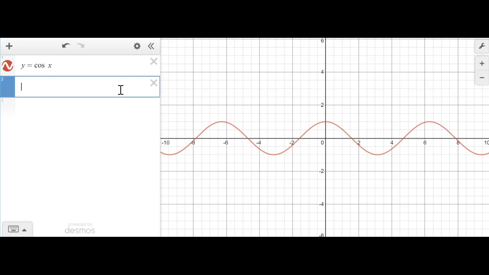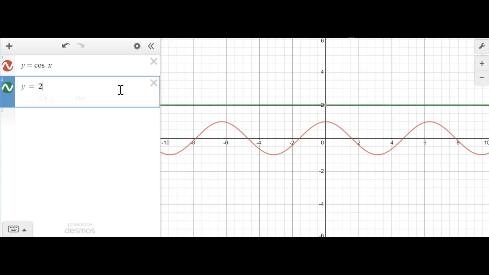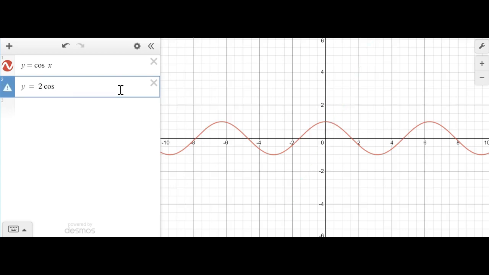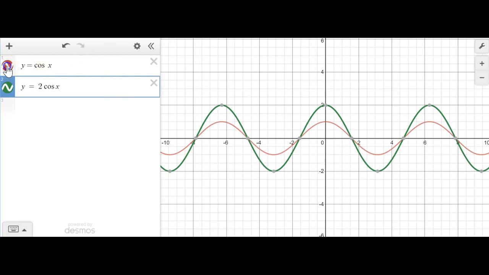The first thing we want to do is look at the A. So we said in this graph, A, our amplitude, was 2. So that's going to be 2 cosine of x. And if you look, we've changed the amplitude. Instead of going to 1, now we're going to 2. All right, so that's our new graph. So I'm going to turn off the cosine graph, and now I've made the cosine with an amplitude of 2.